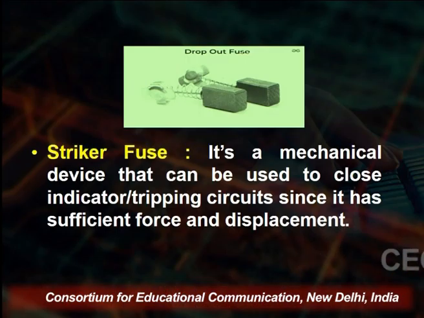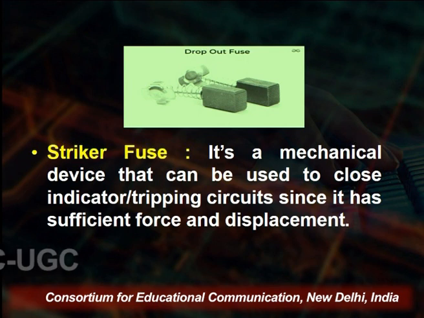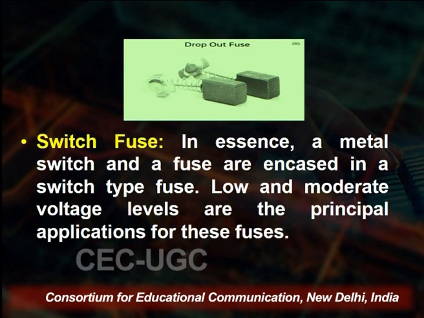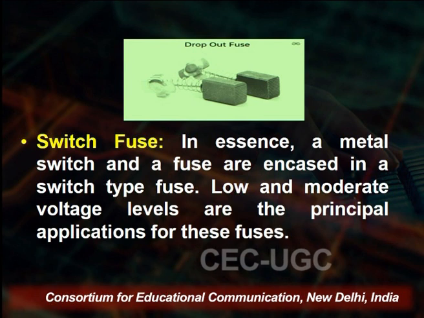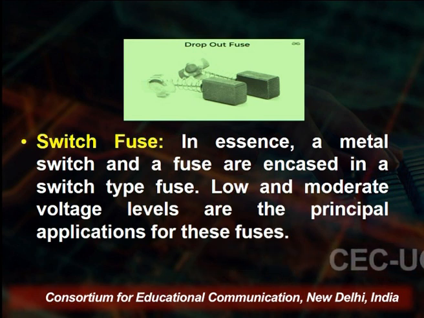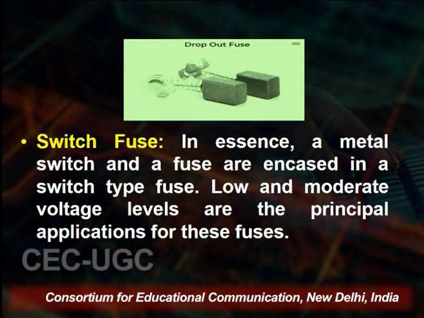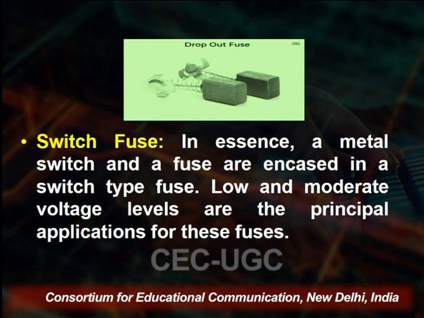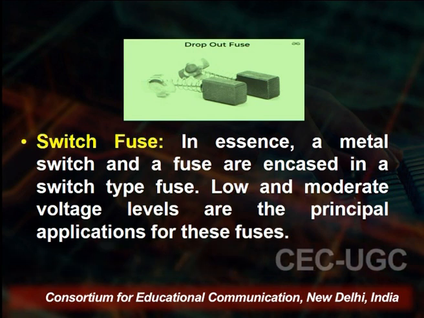Next type of fuse is the striker fuse, and it is a mechanical device that can be used to close the indicator and tripping circuits, since it has sufficient force and displacement. Next is the switch fuse, and in essence a metal switch and a fuse are encased in the switch type of fuse. Low or moderate voltage levels are the principal application of these fuses.